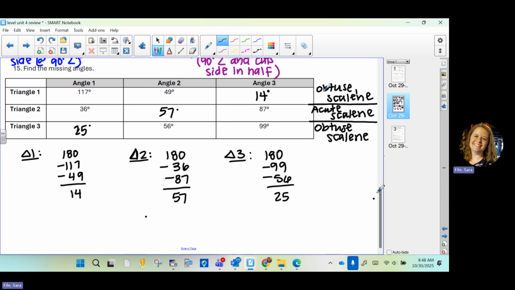But obtuse has one angle bigger than 90. Acute, all three are less than 90. If you have an angle that's exactly 90, you have a right triangle. Do we feel okay about those?